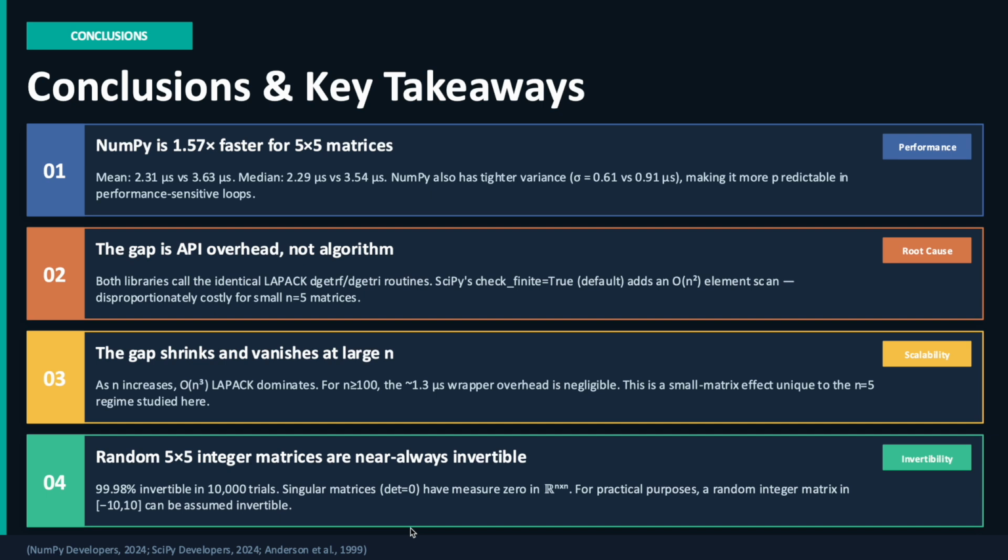Thirdly, the gap shrinks and vanishes for large n. As we take n greater than 200, like if we take larger matrices which have more than 100 entries in a row, then the gap shrinks because the API overhead doesn't really bother us. And finally, the 5 by 5 matrices that we generated were almost all invertible, the invertibility rate being more than 99.8% in our case.